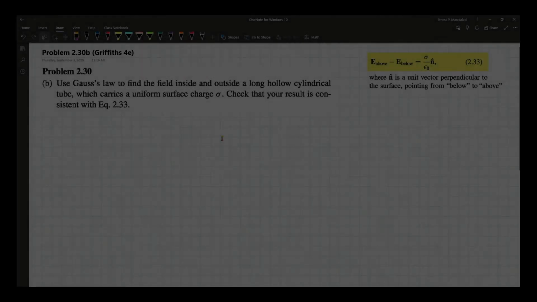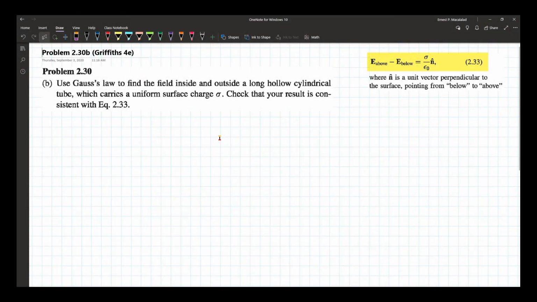Okay, problem 2.30b reads, use Gauss's law to find the field inside and outside a hollow cylindrical tube, which carries a uniform surface charge sigma. And then we're going to check if the results are consistent with equation 2.33. So I took the liberty of writing here 2.33.